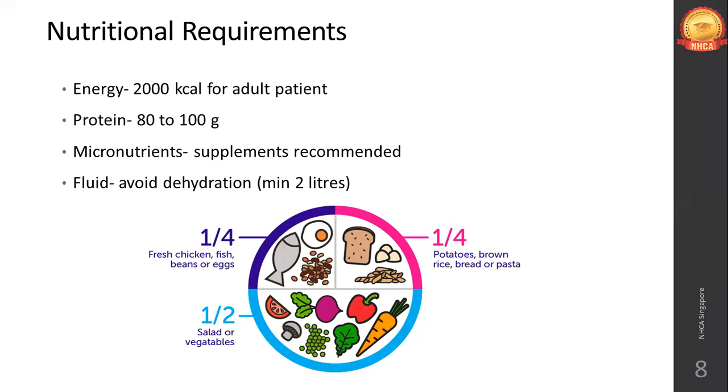For vegetarians, you can go for sprouts, pureed sprouts or finely chopped sprouts. You can go for protein powders.